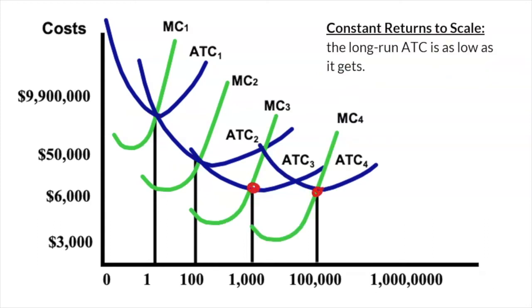And so if you notice, for constant returns to scale, we're not increasing or decreasing. We're at the minimum point of our long run ATC. And that's basically it. If we're looking back at our restaurant example, there comes a point where prices cannot get any lower. The cost of all these different resources can't get any lower. And so because of that, you hit that minimum point. And once you hit that minimum point, that is the constant returns to scale.